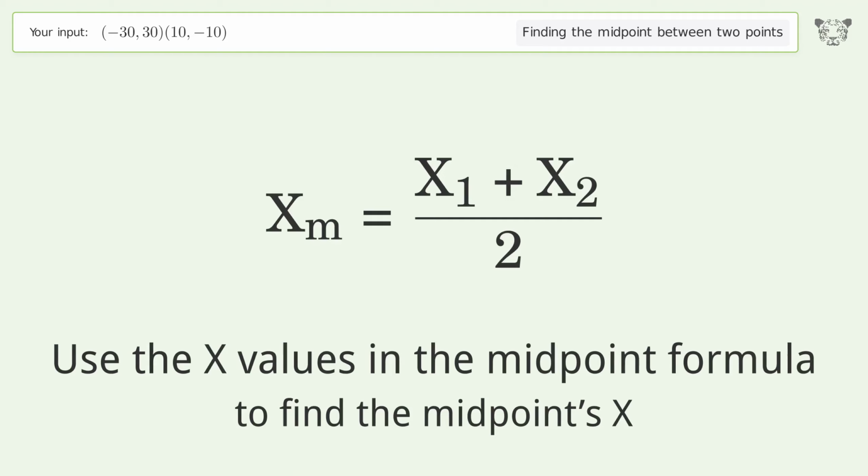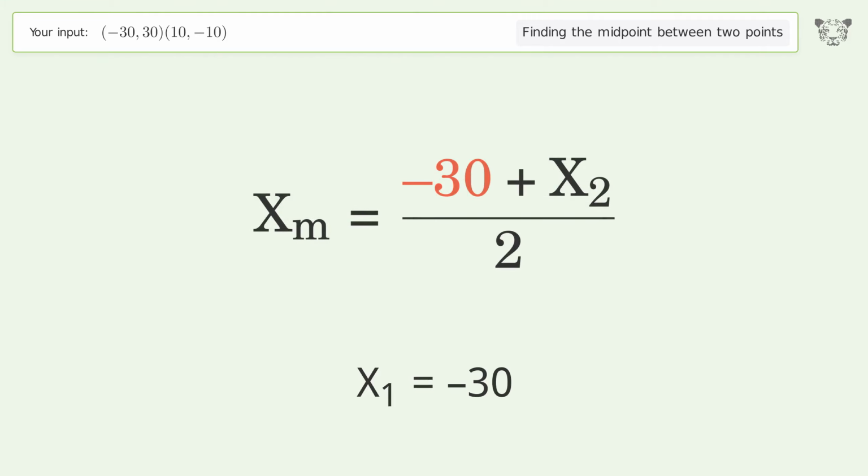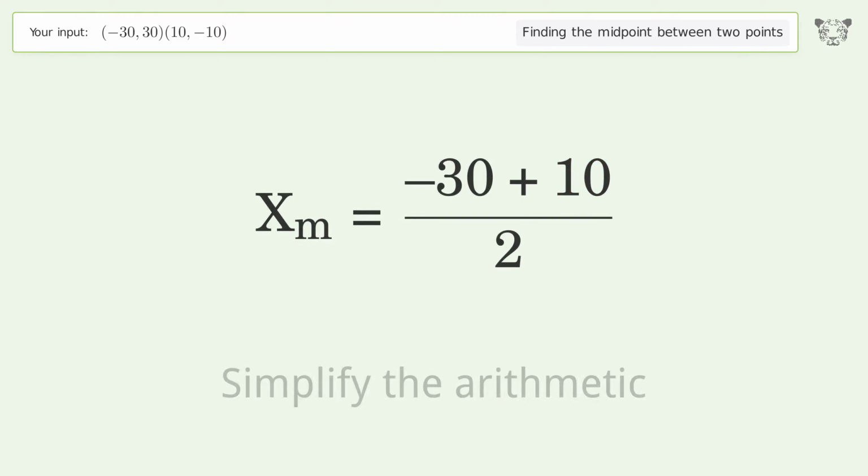Use the x values in the midpoint formula to find the midpoint's x. x1 equals -30. x2 equals 10. Simplify the arithmetic.